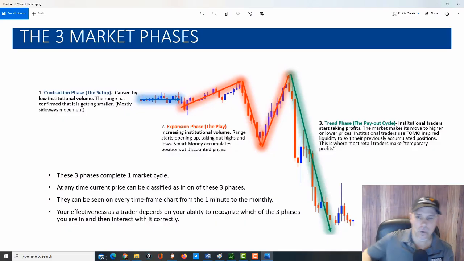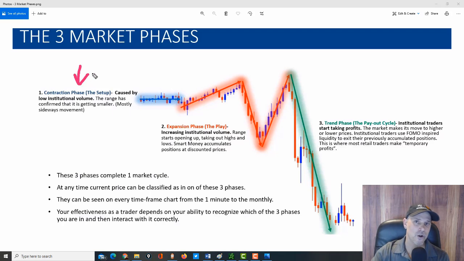And I'm going to show you a very simple, easy strategy that you can implement right away to explode your results. So really quickly, before we jump into it, I teach a concept called the 3 market phases. I go in depth inside my membership area, my course about it, but just know that there are 3 phases that make up all market cycles. 1 is a contraction phase, 2 is the expansion phase, and 3 is the trending phase.